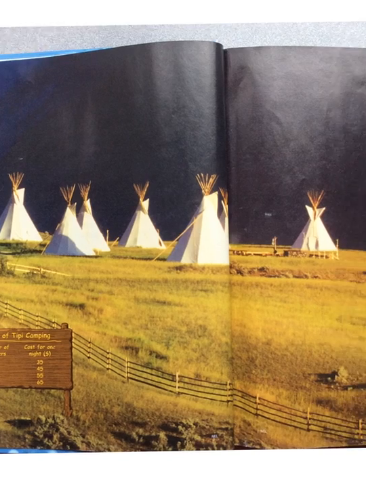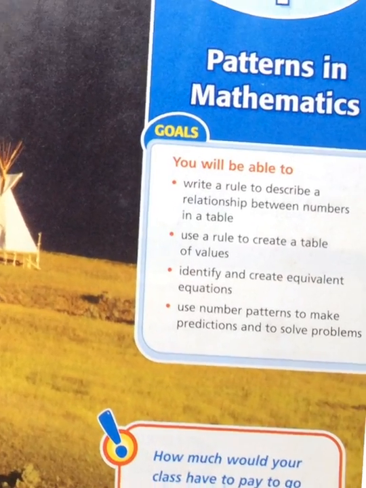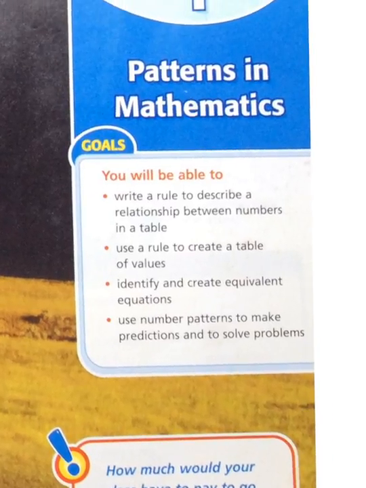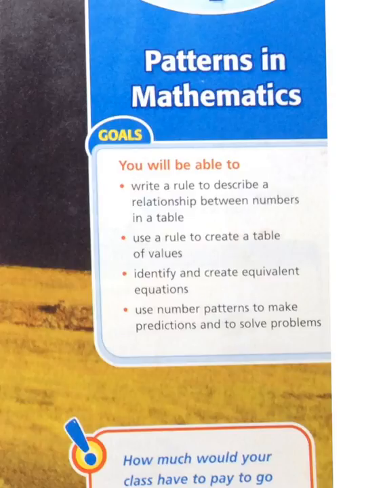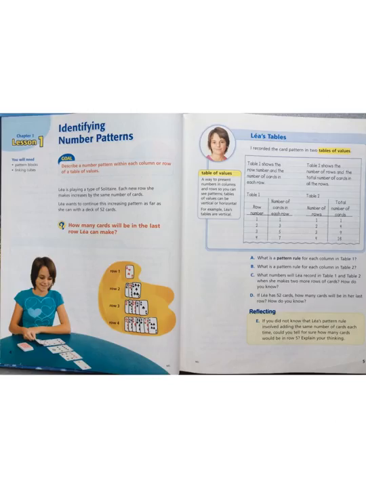All right, so let's review what we're going to go through in this unit. You're going to be able to write a rule describing the relationship between numbers in a table. So we just did a table of values over here, and you'll be able to understand and give me examples by the end of this unit. You're also going to be able to use a rule to create that table of values. You're going to be able to identify and create equivalent equations. We haven't got there yet. Don't get scared. And use number patterns to make predictions to solve problems. That's where we're going to go. Awesome sauce. Let's turn the page. Let's start at page 4, Chapter 1, Lesson 1.